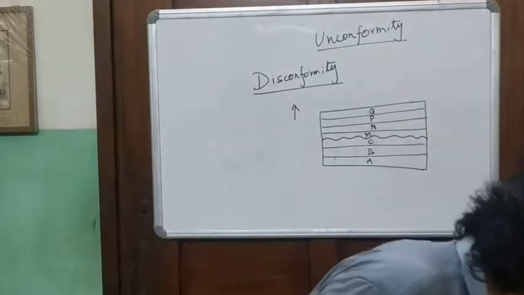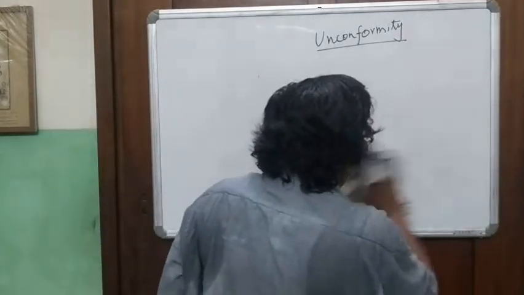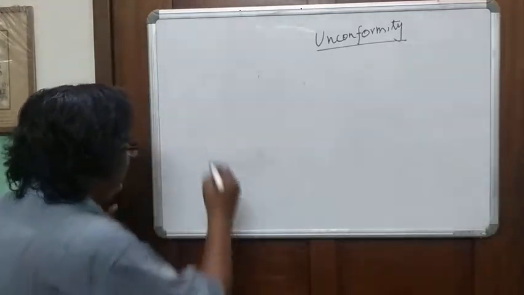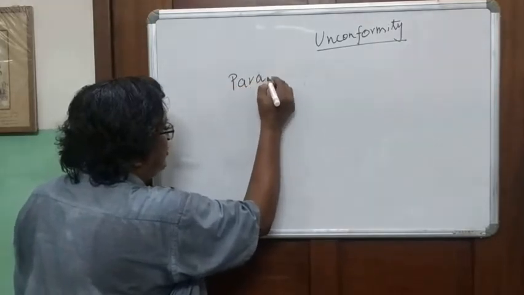Where did I leave my duster? Yeah. Now, I will leave one type of unconformity for you to read. I will not tell you that. It is a little tricky, and that is why I am leaving it to you.